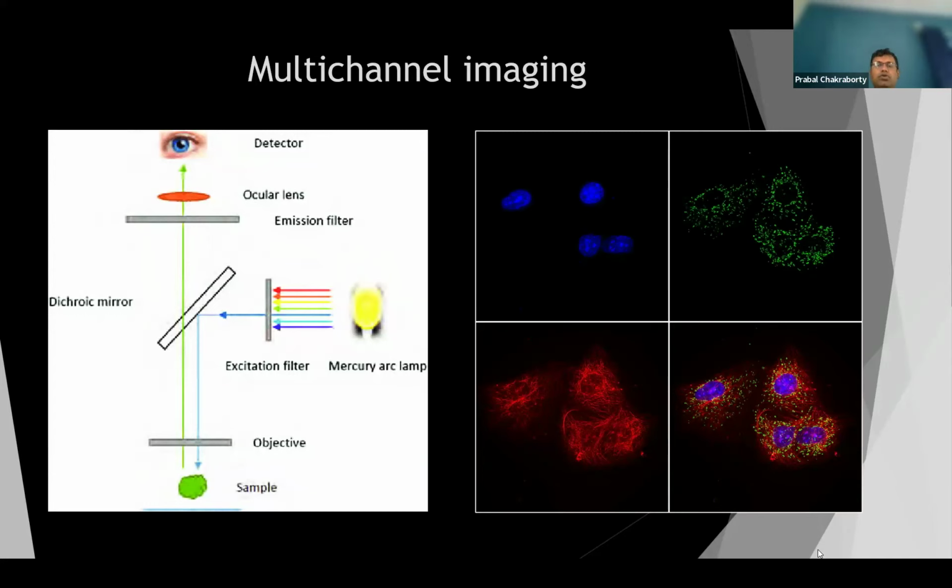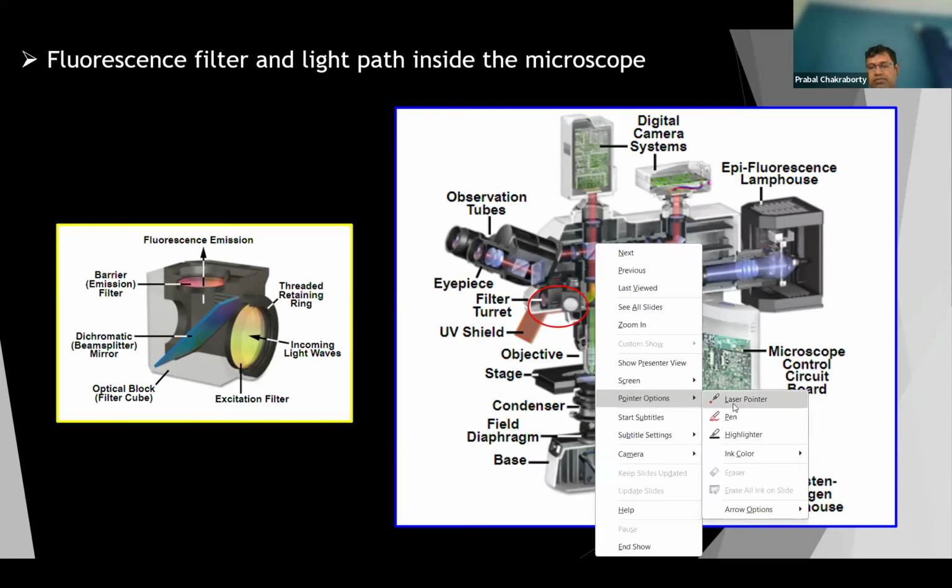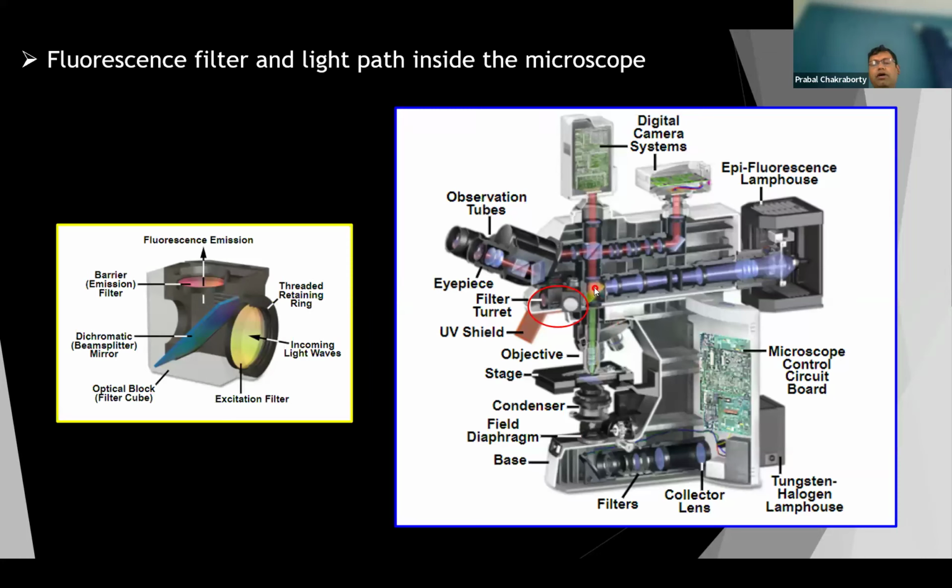Let's say in the microscope, I showed you this microscope. Let's say we have some option where I can put multiple filters here. So let me go to the laser pointer again. Let's say we have a particular hardware component where we can put multiple filters, which is called a filter turret. Inside there are generally 6 slots available.